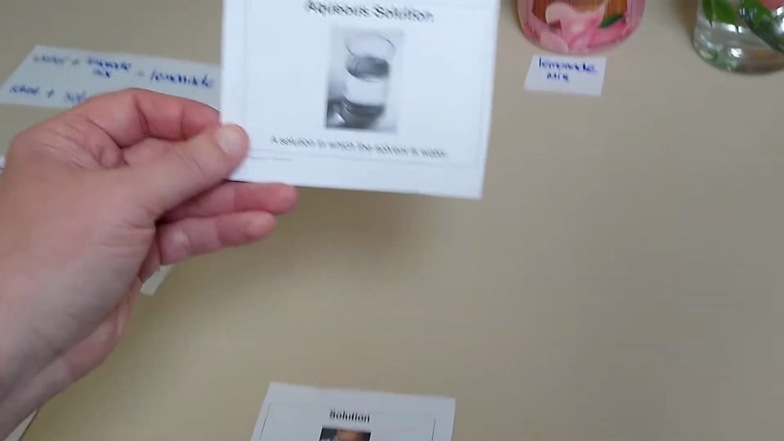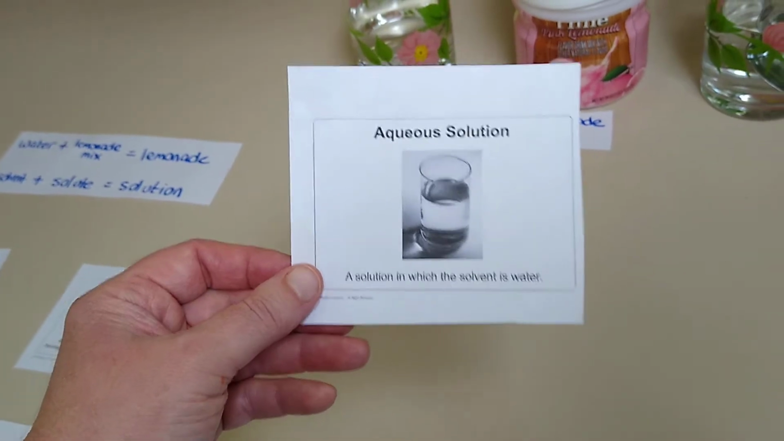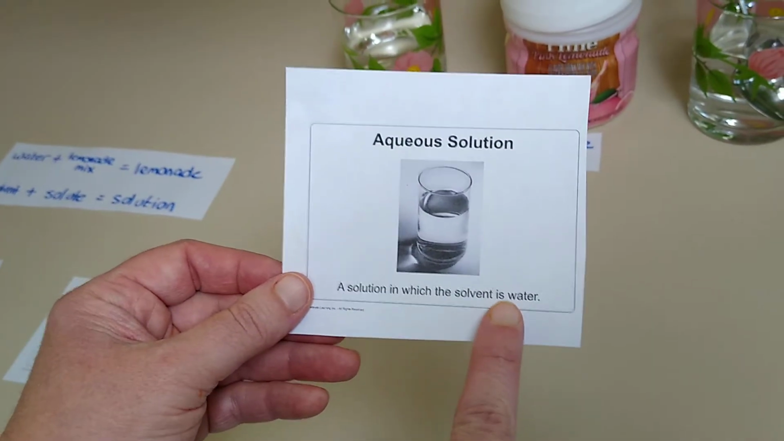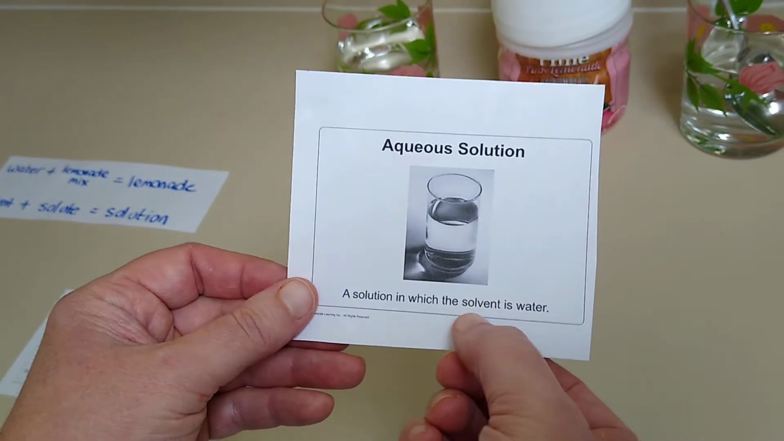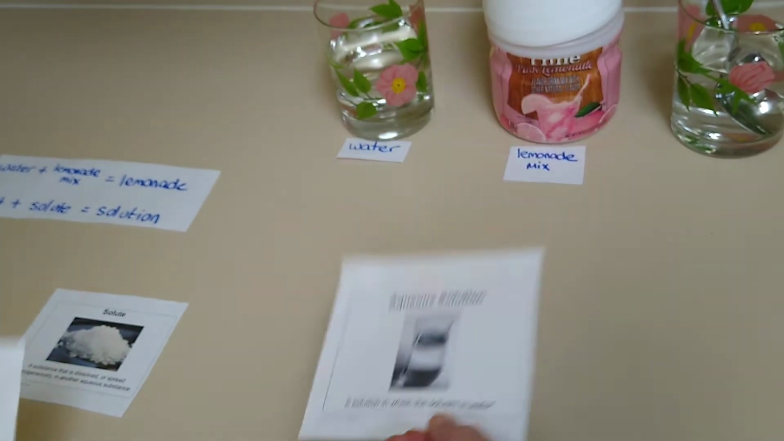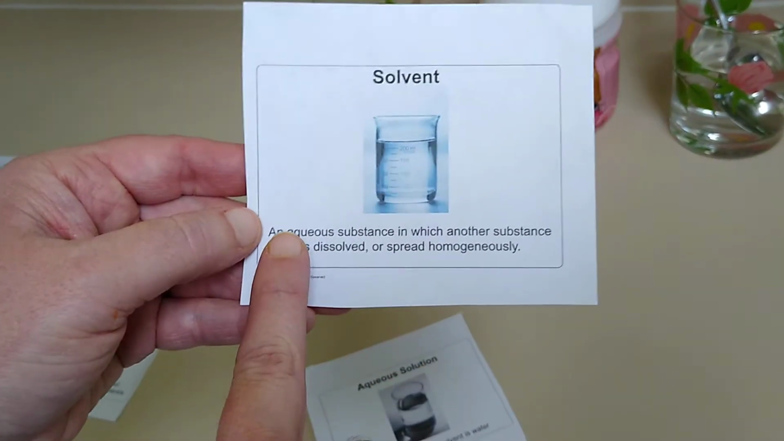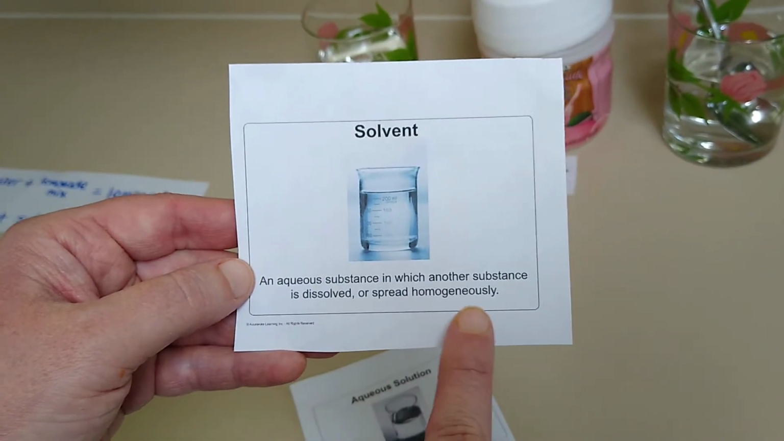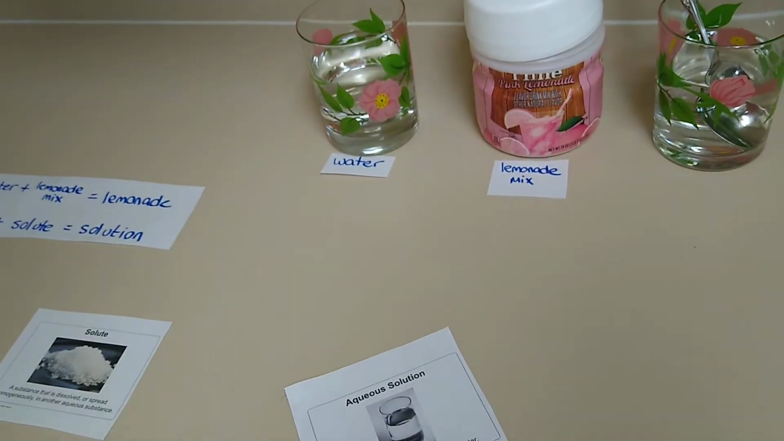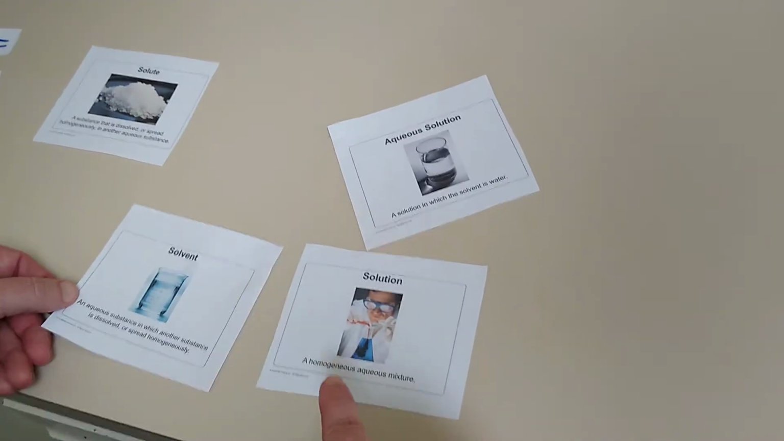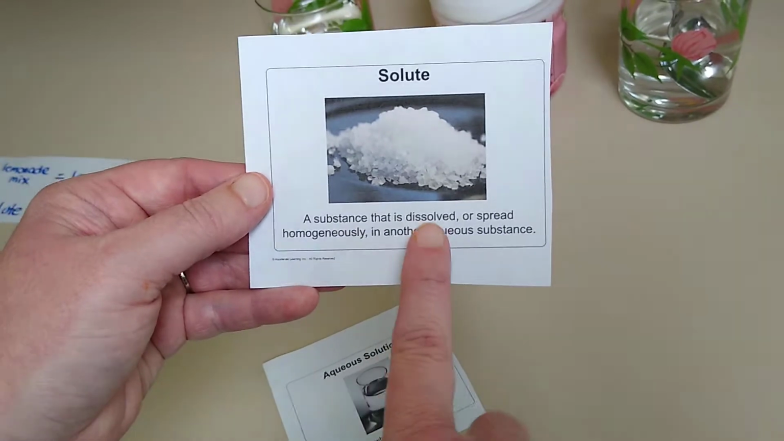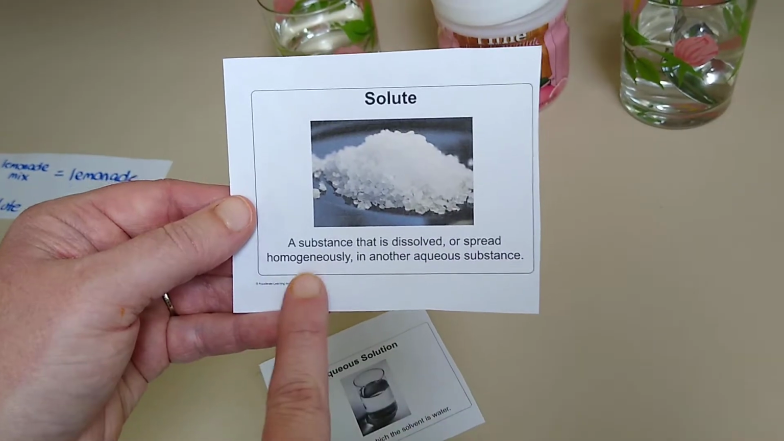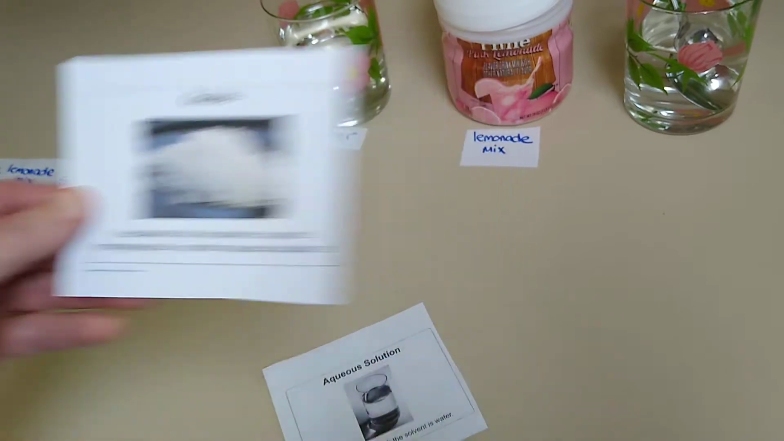An aqueous solution is a specific type of solution, a solution in which the solvent is water. All right, so solvent may be a new word as well. Solvent, an aqueous substance in which another substance is dissolved or spread homogeneously. There's that same homogeneous word. So that means whatever you mix into it is spread evenly. Okay, and then finally solute, a substance that is dissolved or spread homogeneously in another aqueous substance.